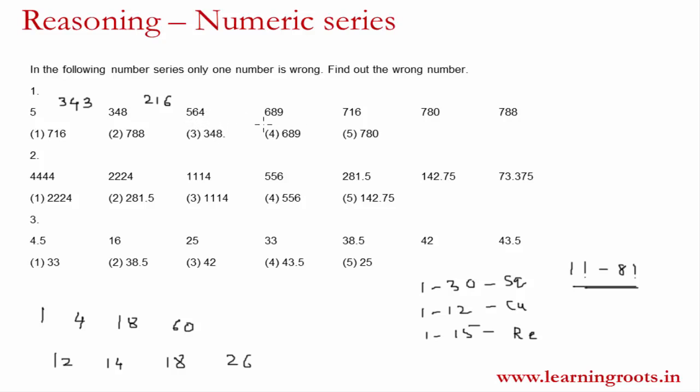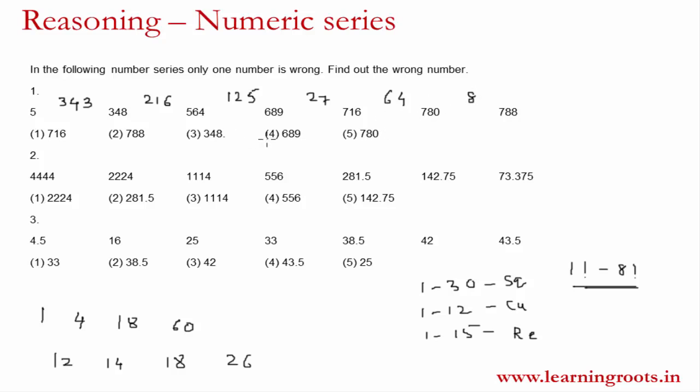Now 564 is present and 689 is present. So from 564 to 689, the difference is 125, which is 5 cube. So far so good. 689 is present, 716 is present, so the difference is 11 plus 16, that is 27. 716 and 780, the difference is nothing but 64, and 780 and 788 is nothing but 8.